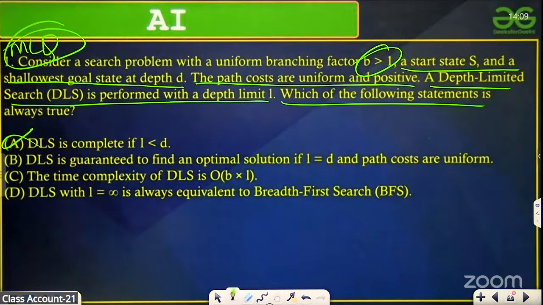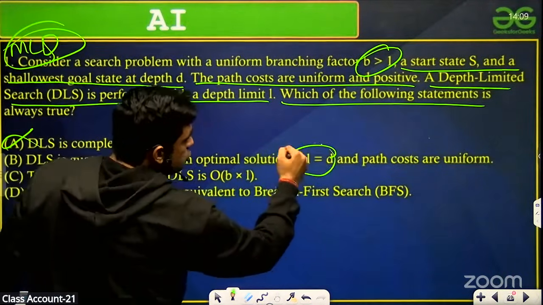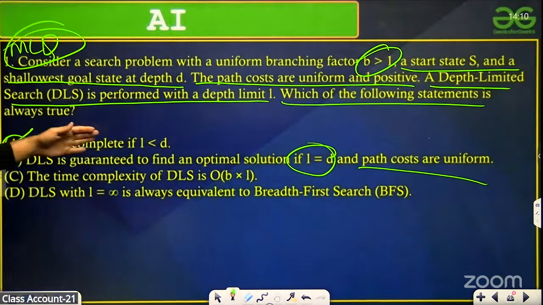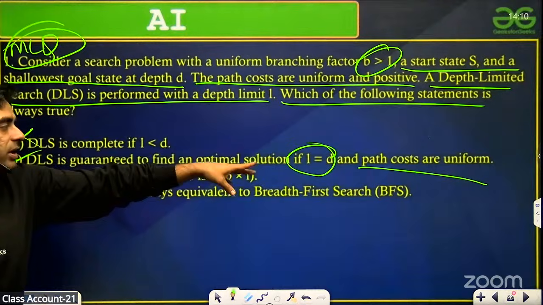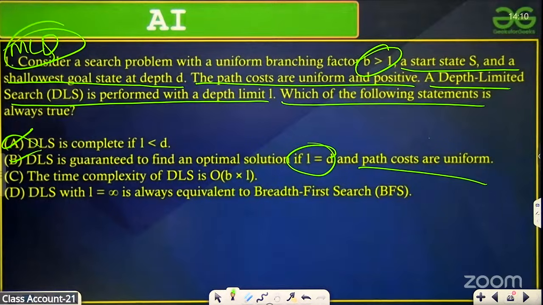Which of the following statements is always true? DLS is guaranteed to find an optimal solution if L equals D and path costs are uniform. This is correct. If the limit is less than the depth, then DLS is not complete. But option B is correct here. DLS is guaranteed to find an optimal solution if L equals D and path costs are uniform. So option B is the best one here.